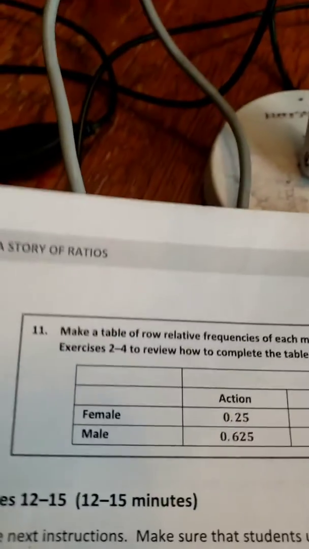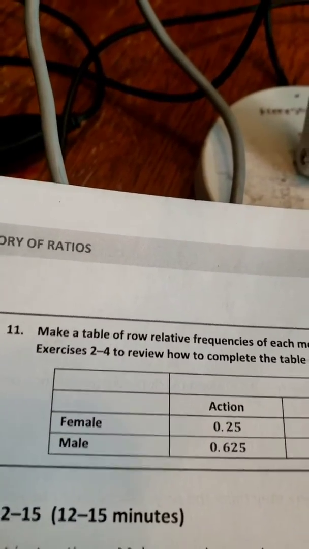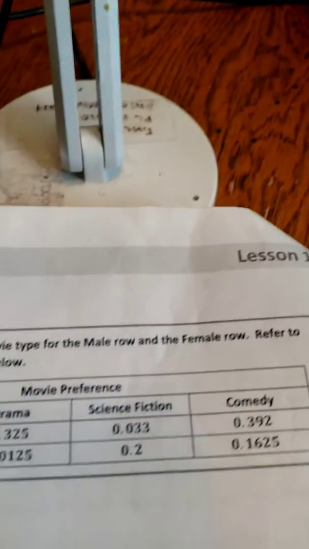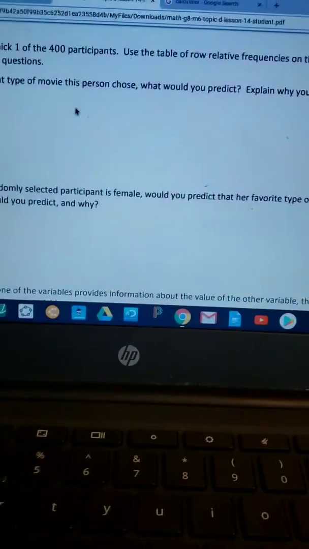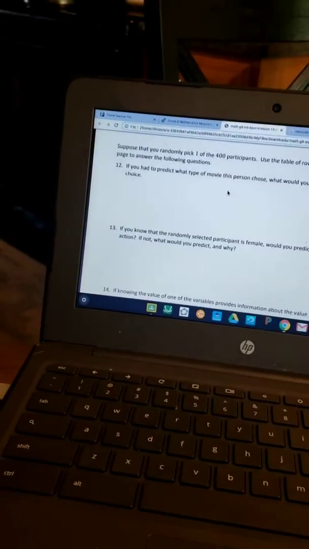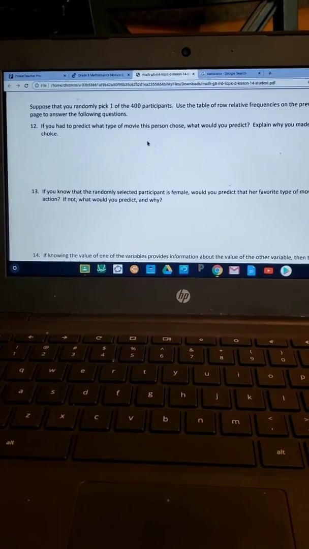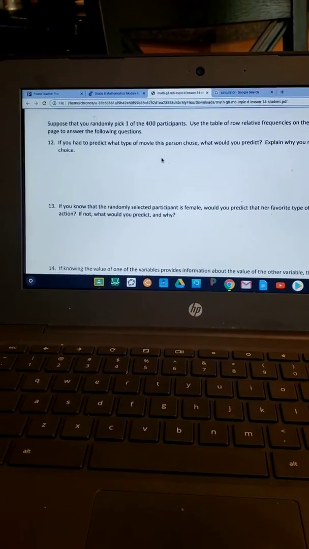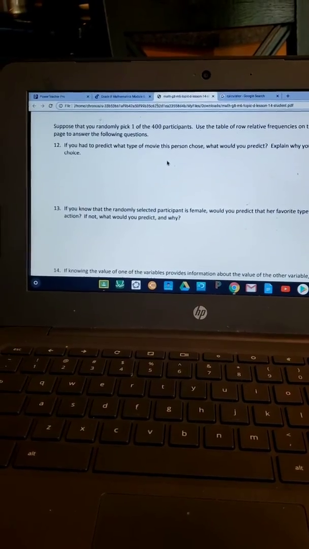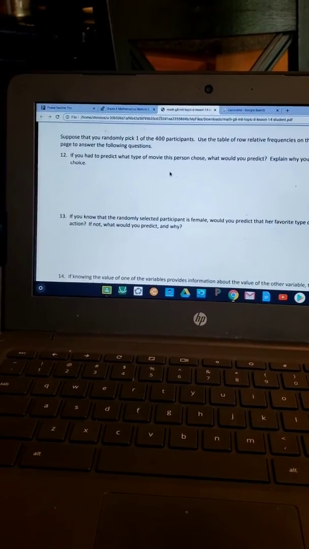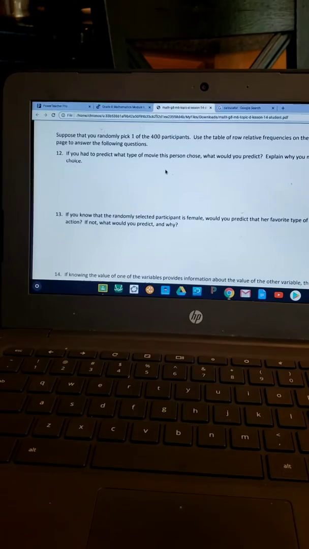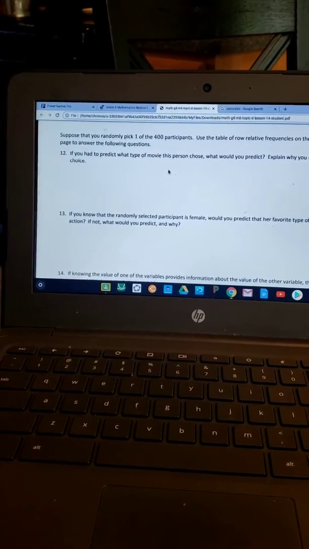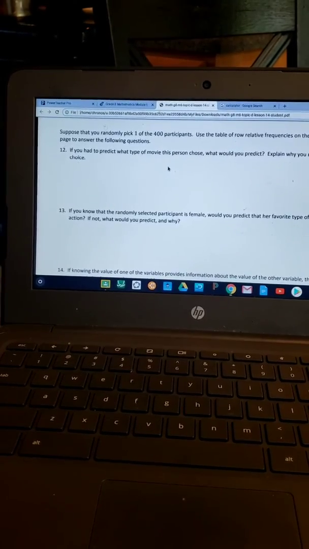Okay, now we are going to use this information to answer questions 12 through 15. Number 12 says, if you had to predict what type of movie this person chose, what would you predict? Explain why you made this choice. It says, suppose you had to randomly pick one of the participants. Remember we surveyed 400 people. If you had to predict what type of movie this person chose, what would you predict?